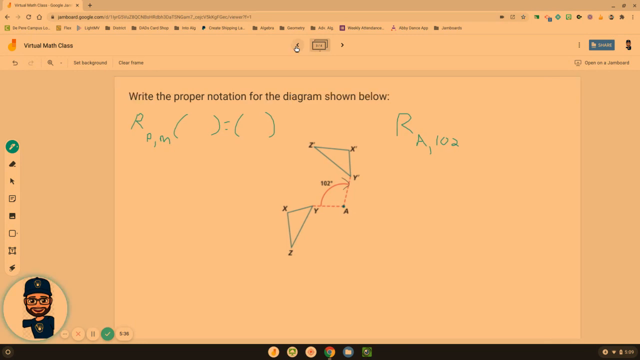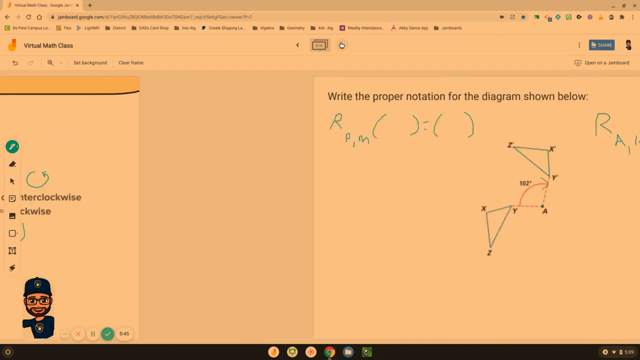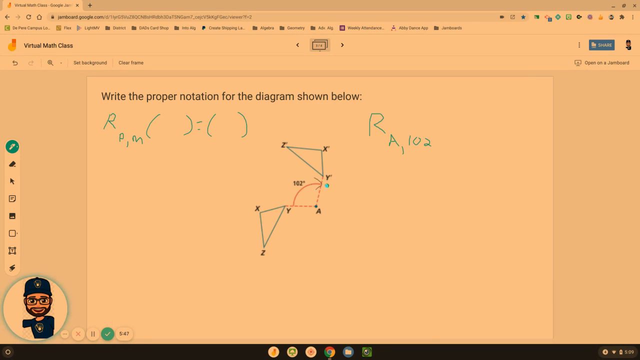I'm going to go back one slide quick. All right. If I am going clockwise with my degree turn, I should have negative. Right? So we're going clockwise. This arrow is clockwise, so I better put a negative sign there.